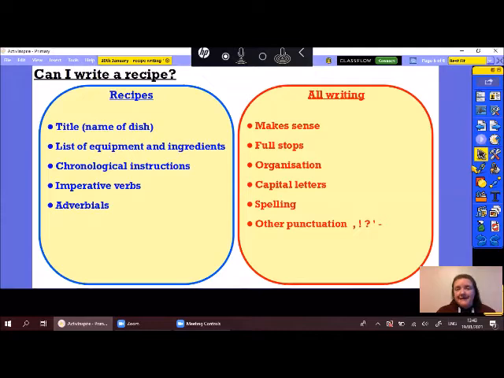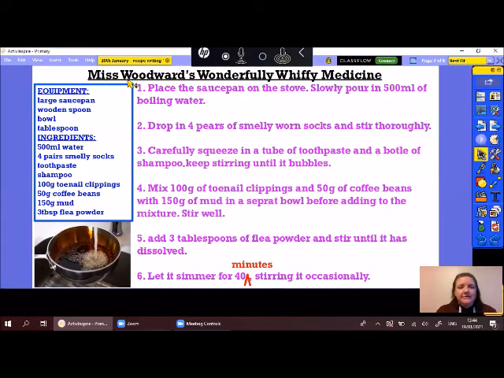We need to check for capital letters next. Now remember, you only need capital letters if they come at the beginning of a sentence after a full stop, if they are a person's name, if it is the name of a place or a particular business or company, or if it's the title of something like a book. So let's have a look at my writing first. My title has got a capital letter for each part, partly because Miss Woodward is my name, and secondly because it's the title of my medicine, it's the name of my medicine. So each word has a capital letter. That's okay.